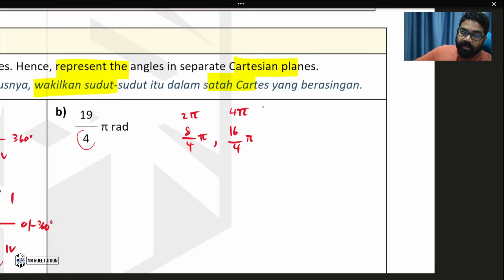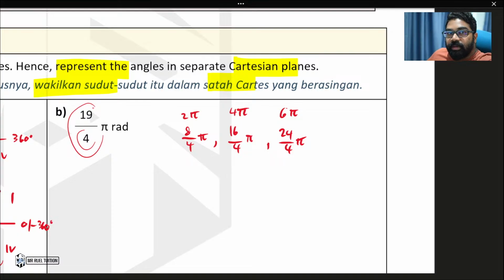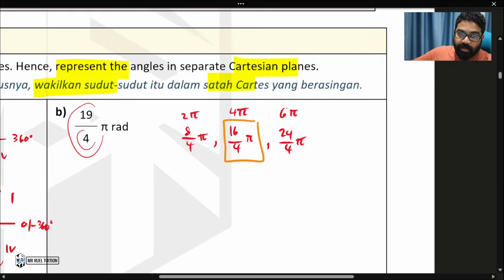Right? The next one will be 6 pi. This is the third round. Ini pusingan ketiga kan? Okay. So, times 4. Next one will be 24/4 pi. So, apakah gandaan paling besar dalam 19/4? What's the largest multiple in 19/4? 16. Yes. Gandaan paling besar ialah ini. 16/4 pi.